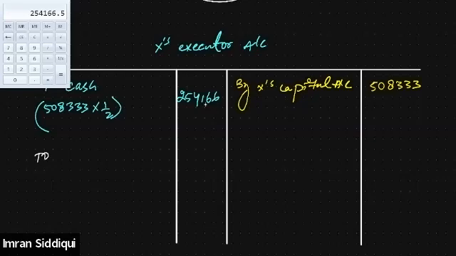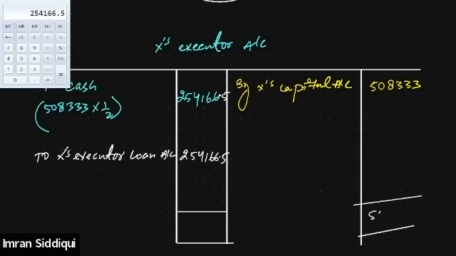So to executor loan account. Just a minute. Instead of this, it was 2,54,166.5, and 2,54,166.5 will be transferred to the loan account as well. Now totaling both sides, we will get the same value, 5,08,333.